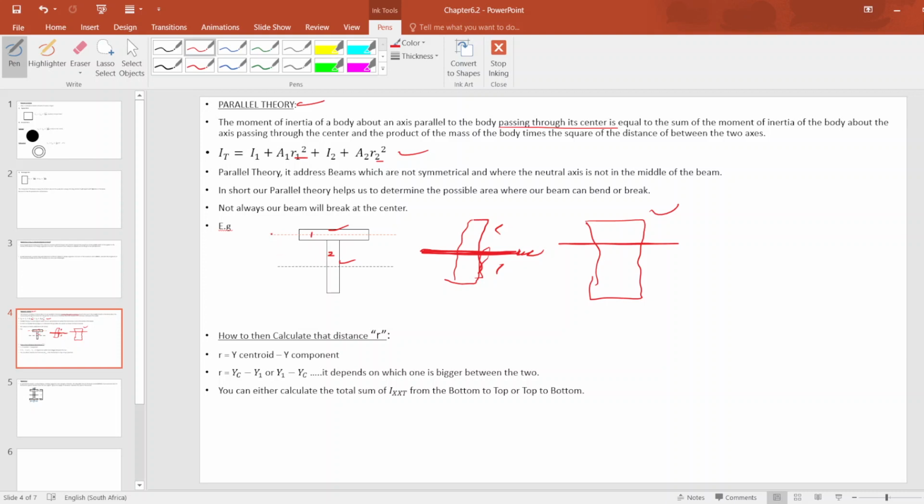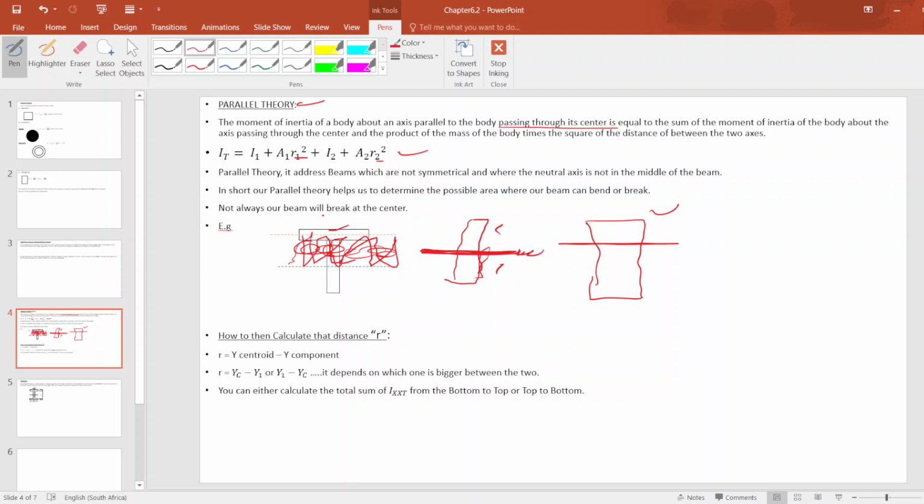If you can check here, I've written dotted lines. The parallel theory simply indicates that this is the possible area where our beam can bend. This area is a possible area where our beam can fail us. We don't have the precise spot where our beam will bend, fail or break. It indicates that there's a possible area where our beam can bend. Then we reinforce our beam based on that possible area where it can fail us.